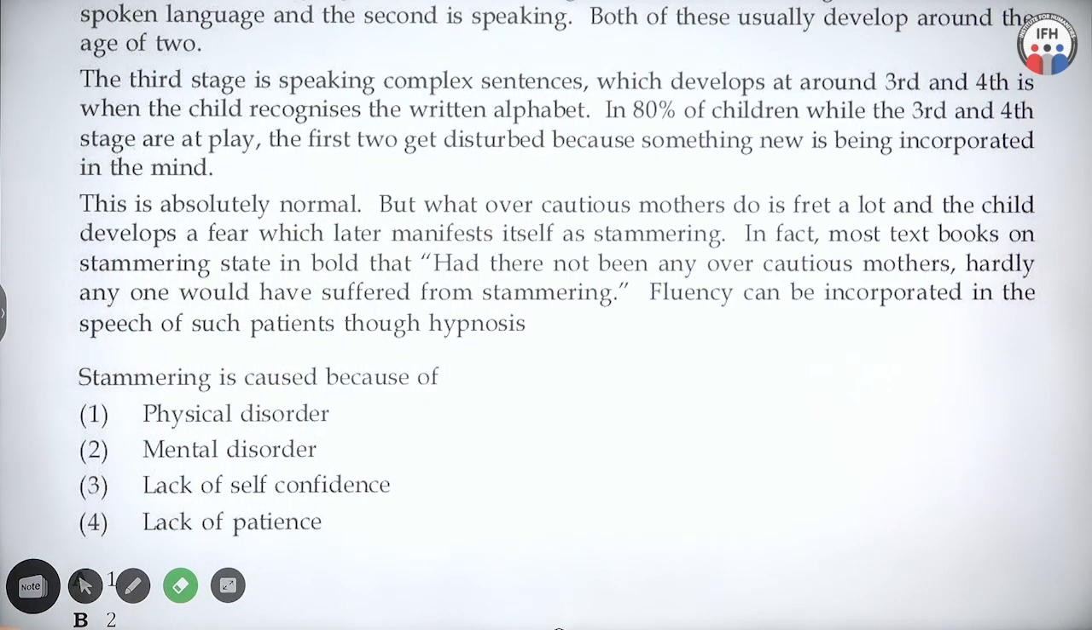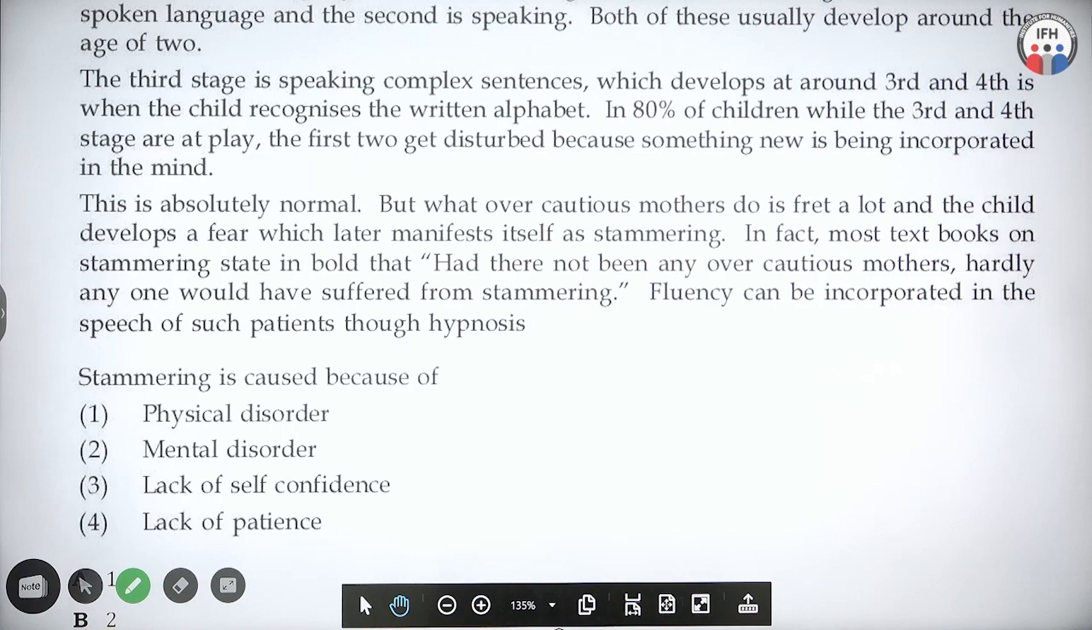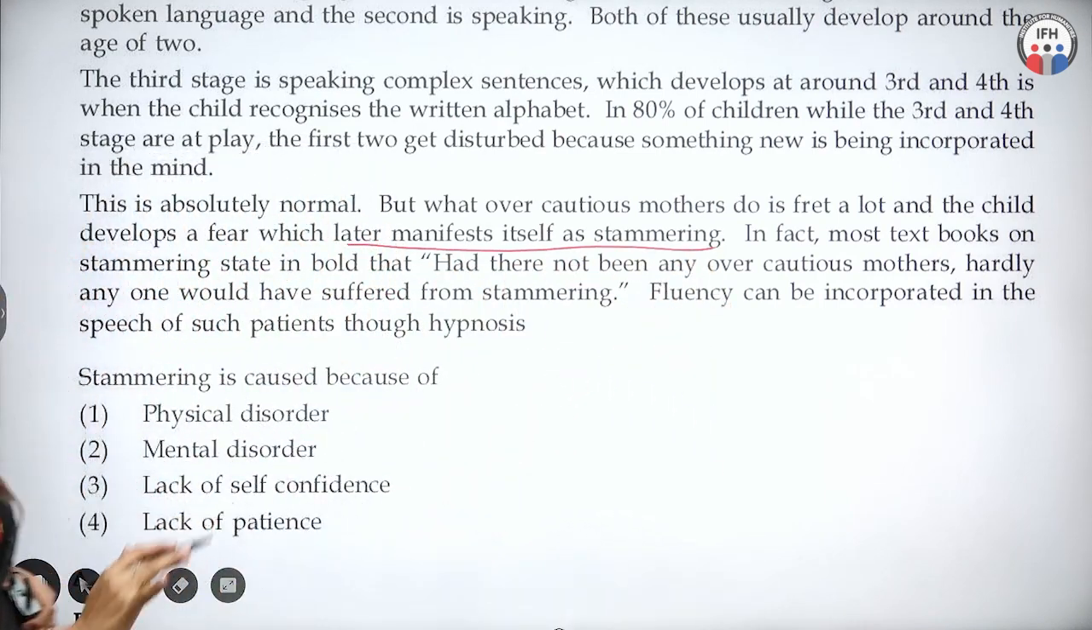Questions, mother, do they spread a lot, and the child develops a fear which later manifests itself as stammering, right? So this also you can underline. In fact, most textbooks on stammering state in bold that had there not been any over questions, mother, hardly anyone could have suffered from stammering. Fluency can be incorporated in the speech of such patients through emphasis.